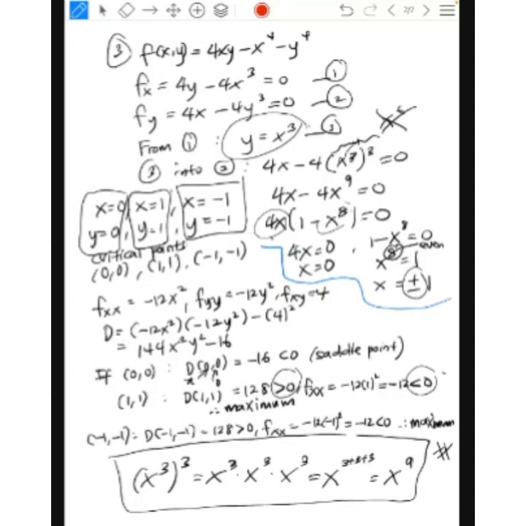So you may try questions 4 and 5. You can do 4 and 5 by yourself, I have no problem with that. Okay, so that's it. We have finished chapter 3 altogether.